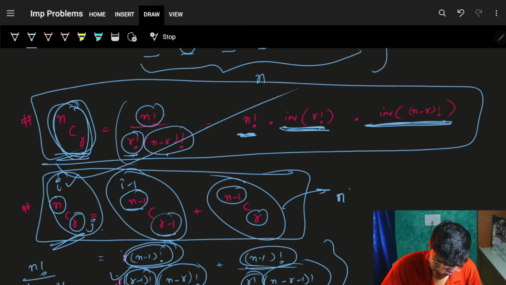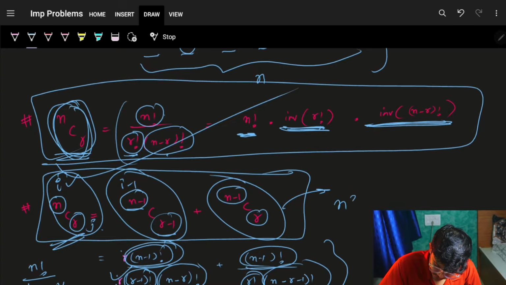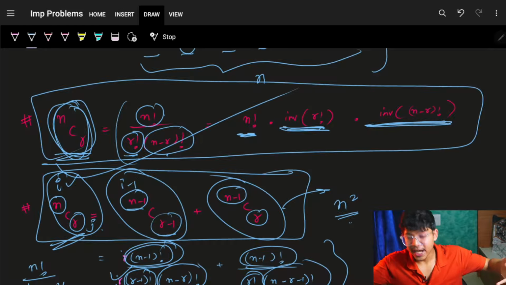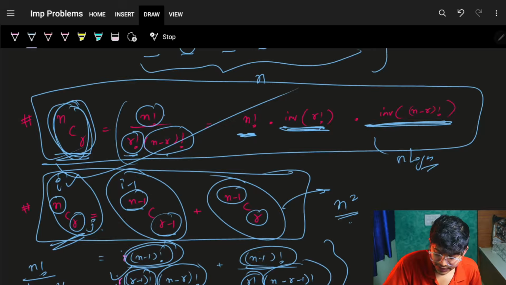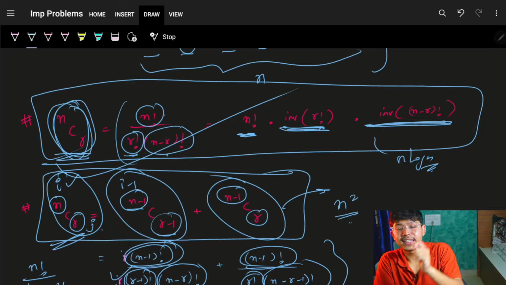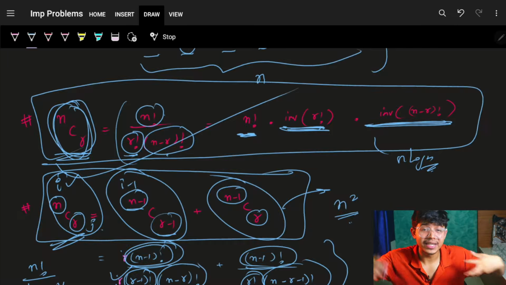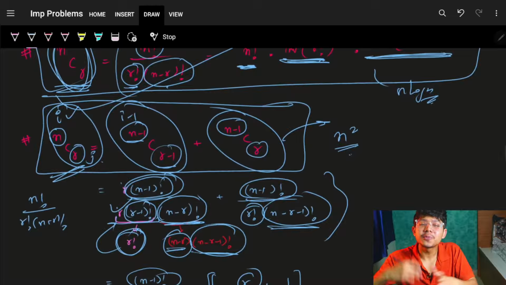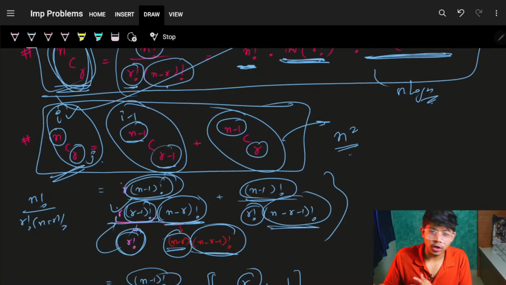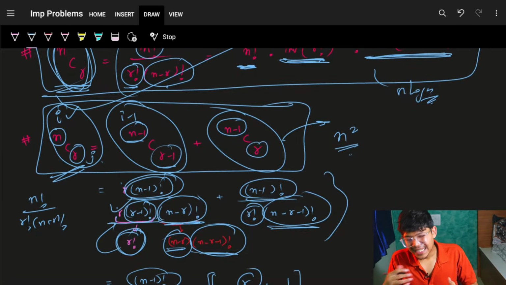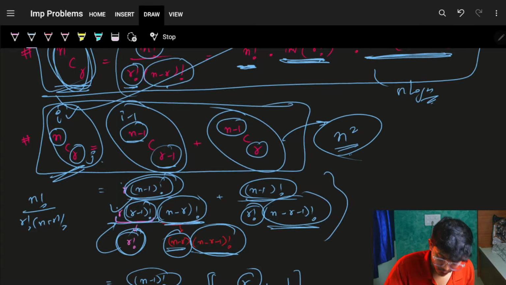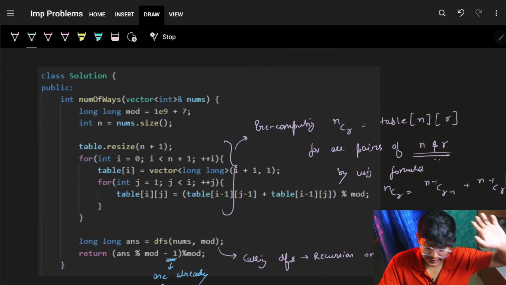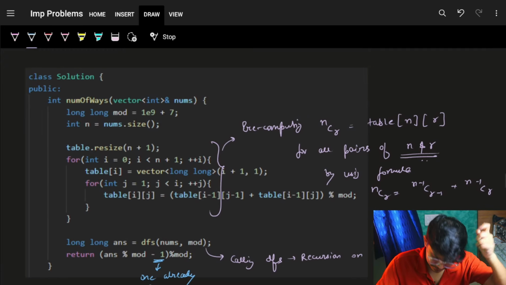It will take n square time to actually get all your NCR pairs. It will take n log n time. That's the reason I said that in competitive programming, if you are doing competitive programming, do it like this. But in an interview, you have to explain, and maybe the interviewer might not know about inverse. Many interviewers don't know, so it's good to go this way, because the complexity will remain the same. So now let's quickly jump on to the code itself.